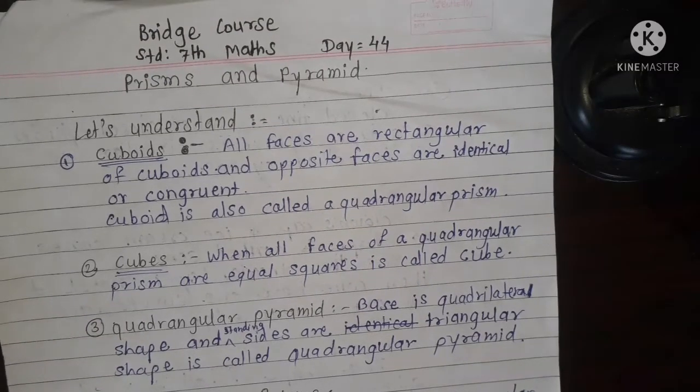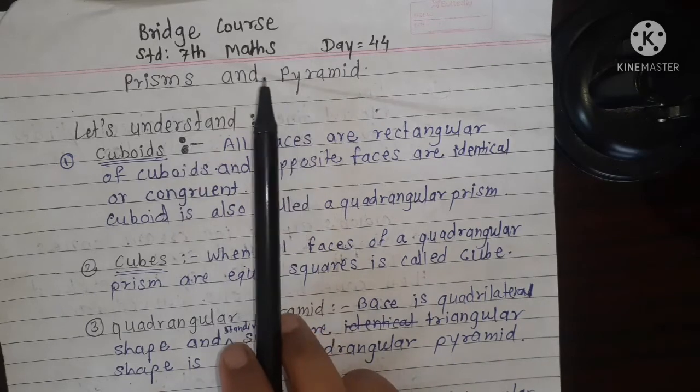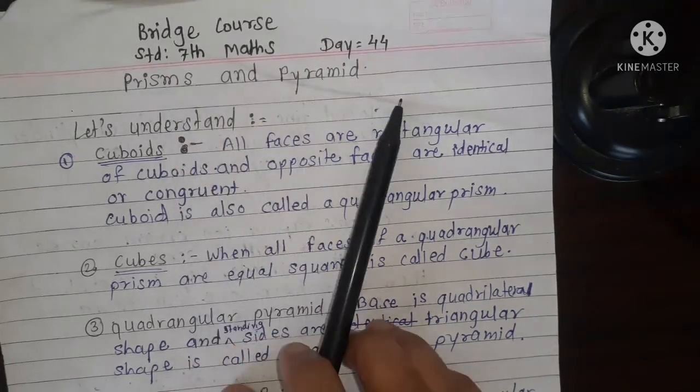Namaskar. Bridge course, Standard 7th Maths, Day 44, Prisms and Pyramids. We today see prisms and pyramids.